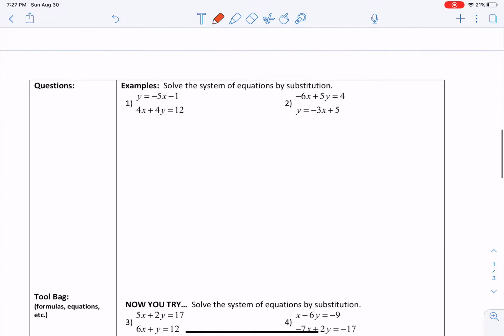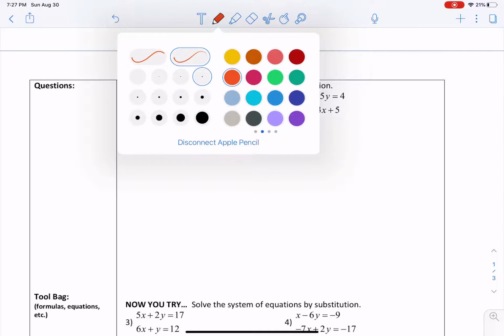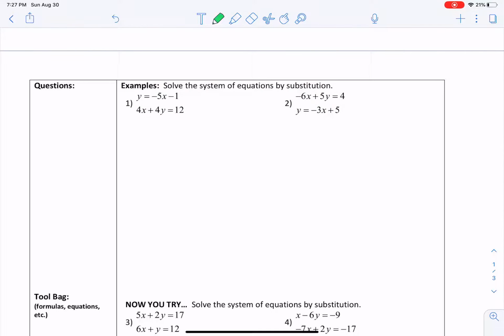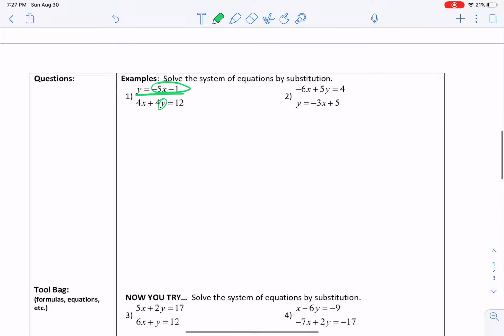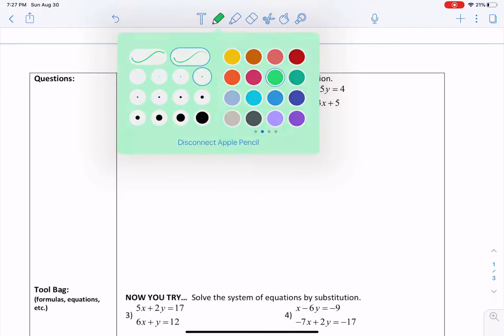So let's do a few more examples and look at how they're set up so that you can see why substitution works best in these situations. So remember that the first step said to find one equation that was solved or to make it solved for one variable. This one's already done like that, so it makes it easier. So that means that all of this goes right here. So then I have 4x plus 4 times something equals 12. And I'm going to put negative 5x minus 1 right there.